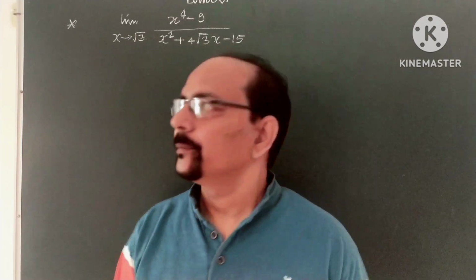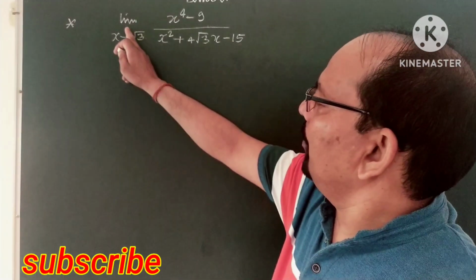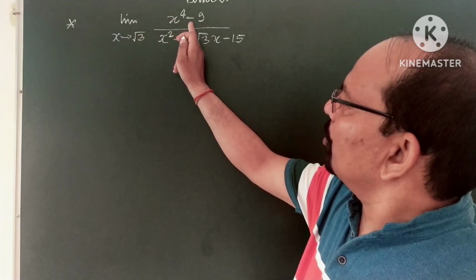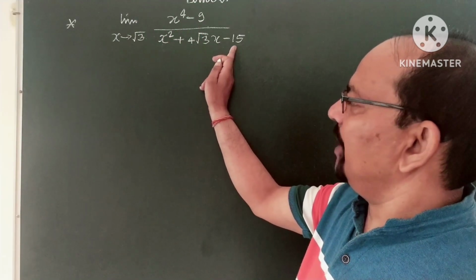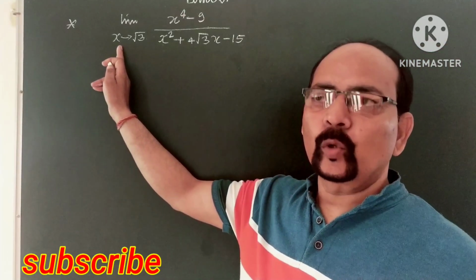Today I will continue the limit chapter. First question is that find the limit of x raised to 4 minus 9 upon x square plus 4 root 3 x minus 15 as x tends to root 3.